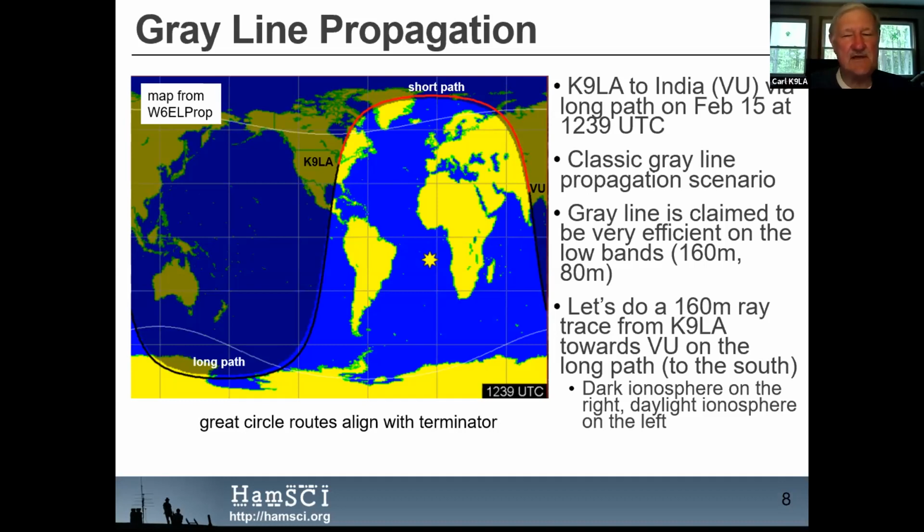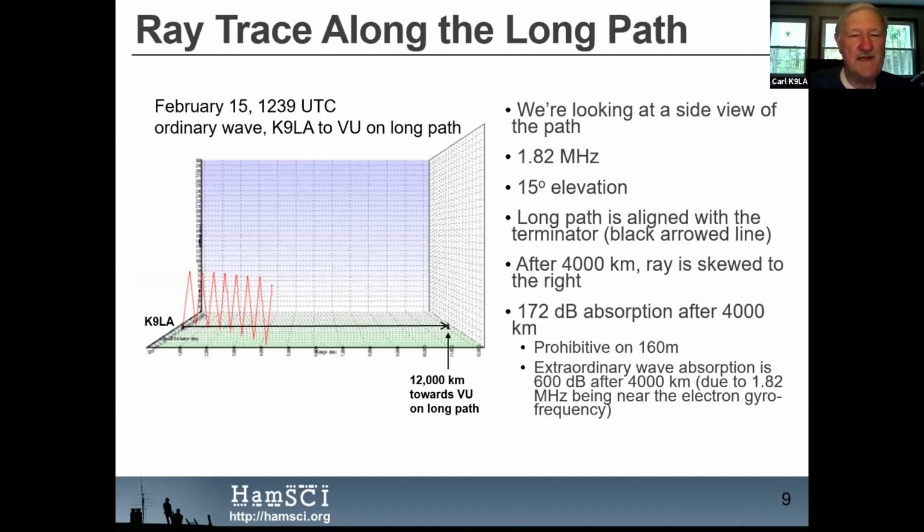But let's take a look at a ray trace along the K9LA to VU path on the long path. It's to the south. Note that the dark ionosphere is on the right as we're going from K9LA towards VU on the long path. So the dark ionosphere is on the right, daylight's on the left. So let's do a ray trace on 160. Here's one way to look at it. This is a side view of the path. It's at a 15-degree elevation angle.